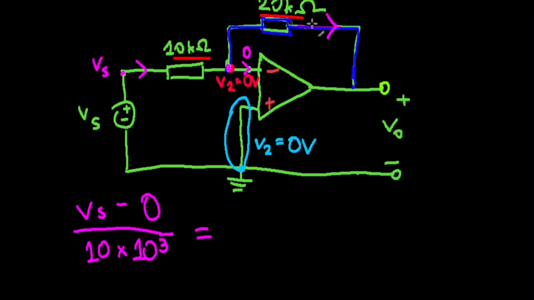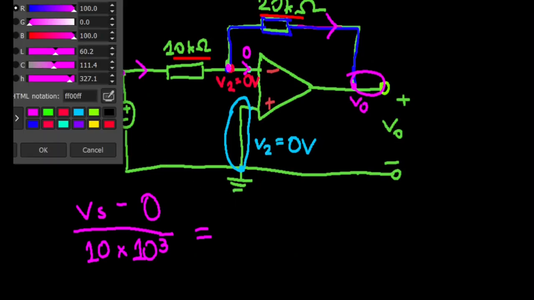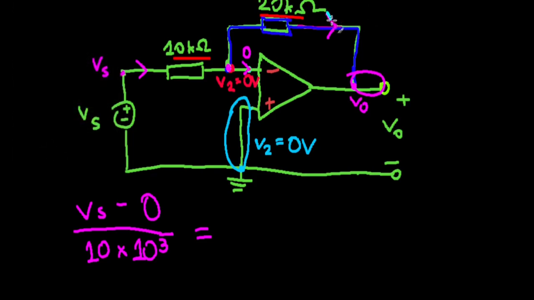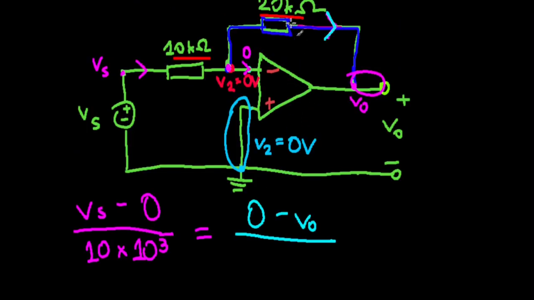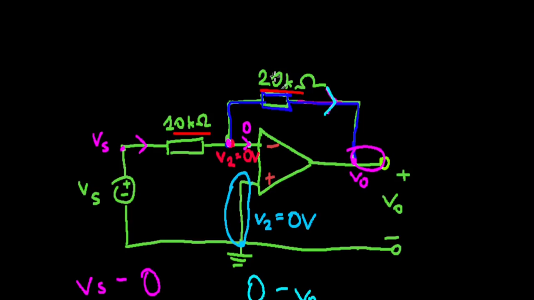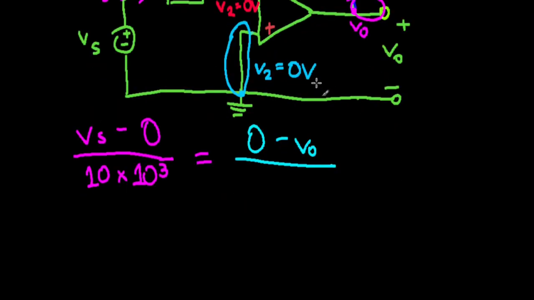The potential difference is 0 minus what's the potential here? That's V naught, same as here, since this is the same node. So this is the potential difference, which is 0 minus V sub O, the output voltage, divided by our resistance, which is 20 kilo ohms. This one right here.